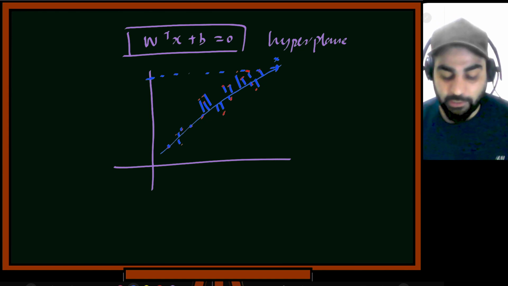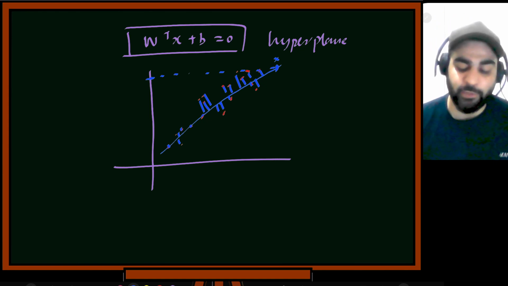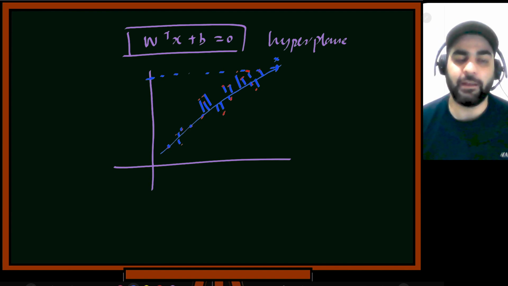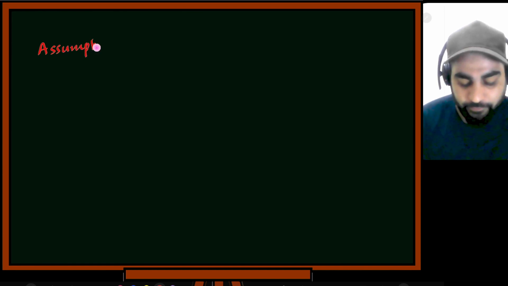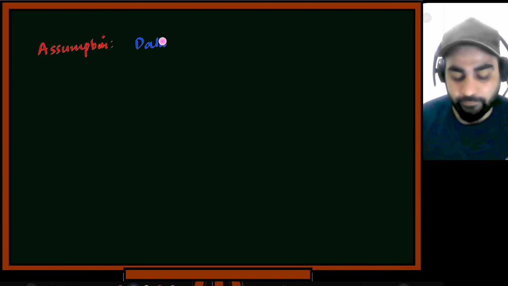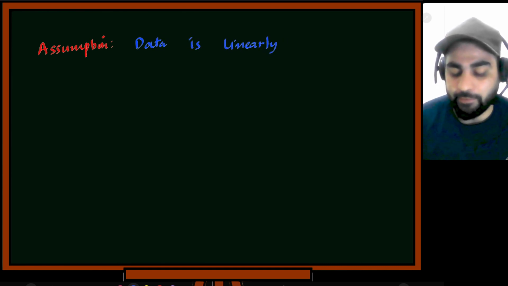Now we are going to logistic regression. Again, we'll somehow have to do something with the plane. Here also the assumption is that data is linear, or maybe data is linearly separable.